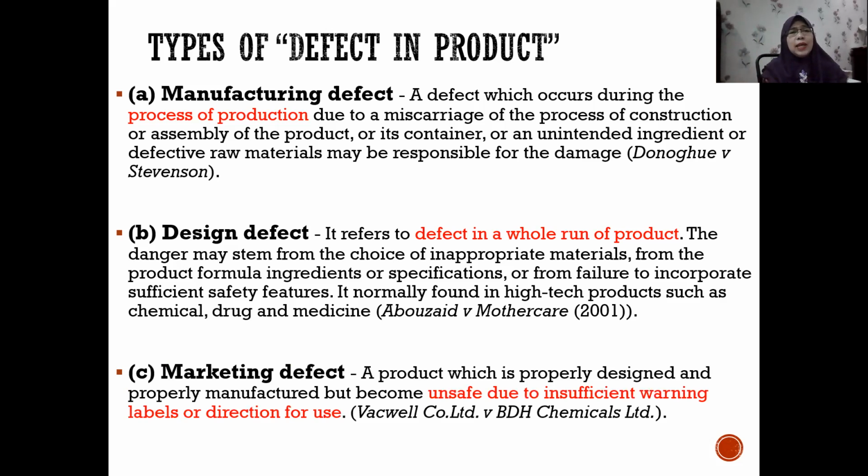The third type of defect in the product here is marketing defect. What's the meaning of marketing defect? For example, the product doesn't contain manufacturing defect, it doesn't have design defect, but it might have marketing defects. So what's the meaning of marketing defects? This is a product which is properly designed, properly manufactured, but eventually it became unsafe due to insufficient warning labels or direction for use. So this is also considered as a defect.